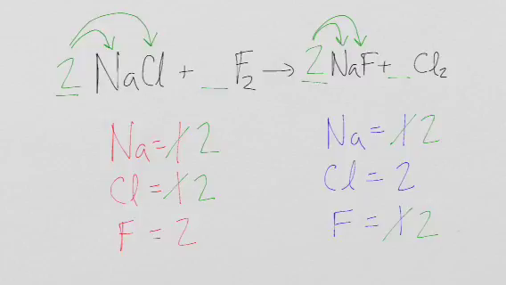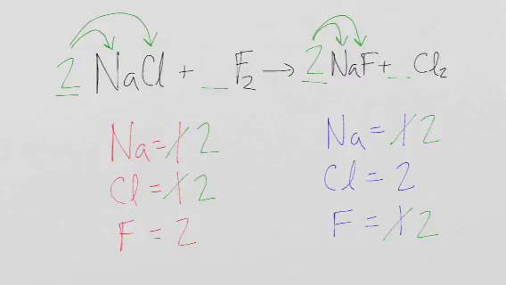This whole equation, if this reaction occurs in nature, you have to have that many of each of the molecules. 2 molecules of sodium chloride react with 1 molecule of difluoride or F2, yields 2 sodium fluorides and 2 chlorines or dichloride, Cl2. That is a balanced equation.